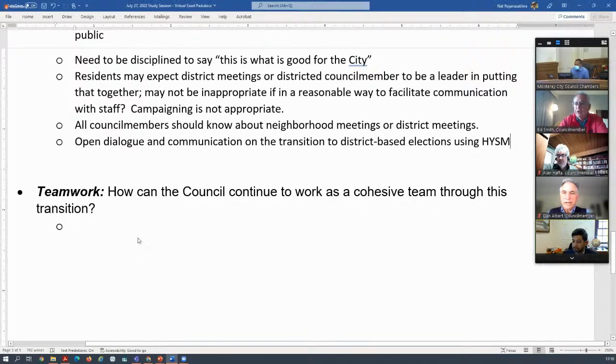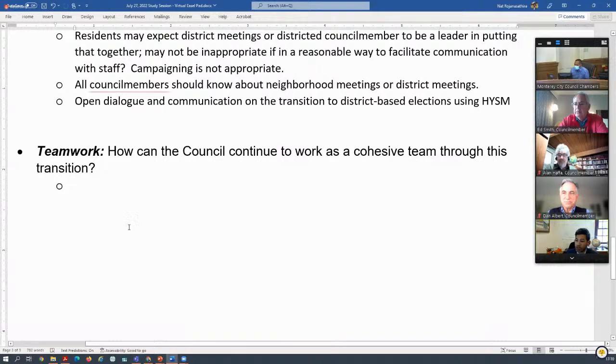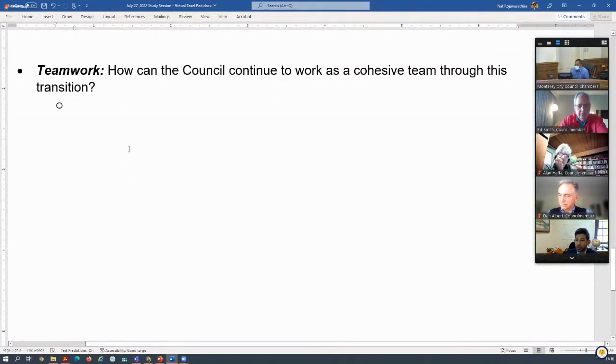Absolutely. And then last question, how can the council continue to work as a cohesive team through the transition? So any thoughts on teamwork? Any thoughts? Come on, team.